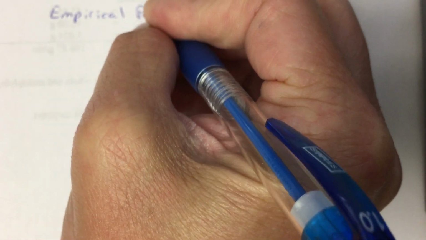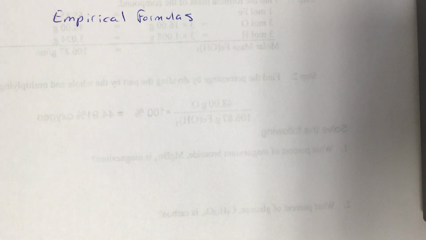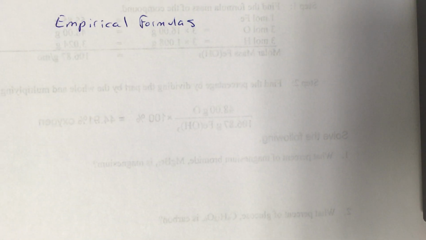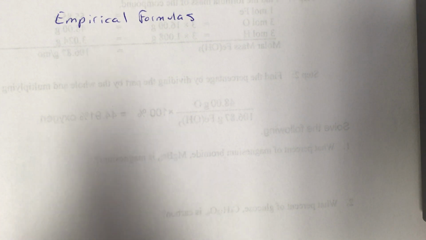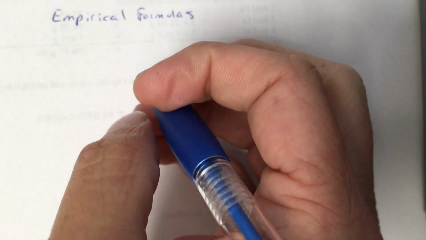All right, last video. How to write empirical formulas from percent compositions. An empirical formula is a ratio, it's reduced. We can use percent compositions to figure out what the empirical formula of a substance is. Questions look something like this.